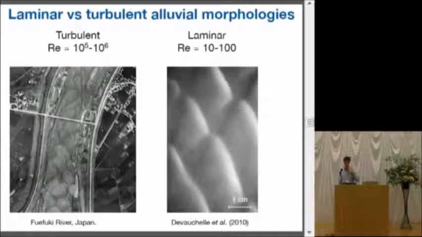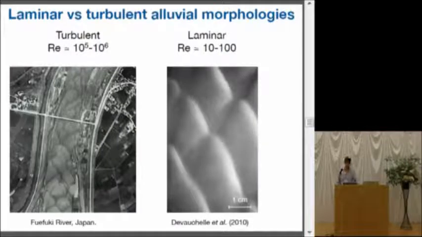Another example here, these are rhomboid patterns. We are in Japan, the Fuefuki, I guess, river. This is a bridge, so it gives you an idea of the huge scale of these bed forms. And here you have the same morphology reproduced in the lab at a much smaller scale using, again, a laminar flow.